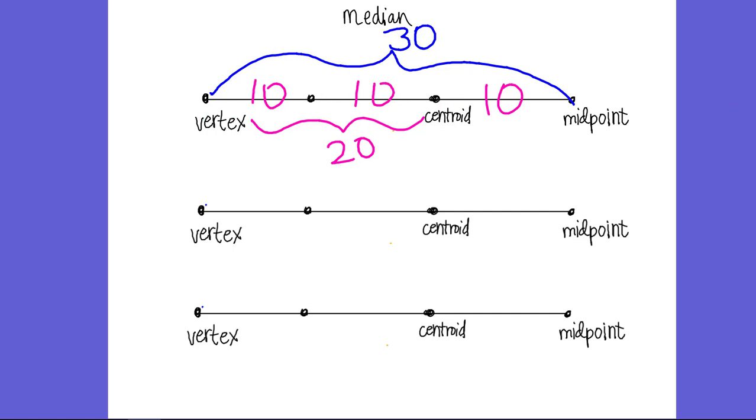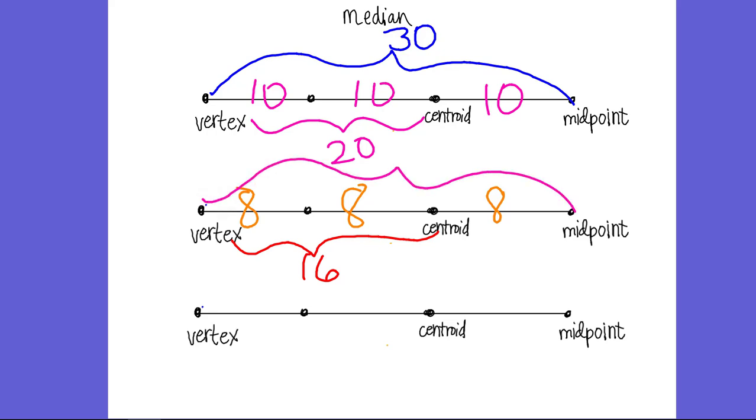Well, what if I gave you the length of the segment from the centroid to the midpoint? What if I gave you this part? That's my 1/3 part, so that would be 8, which would make the length of the segment from the vertex to the centroid 16. And then the whole median would be 8 times 3, which is 24.